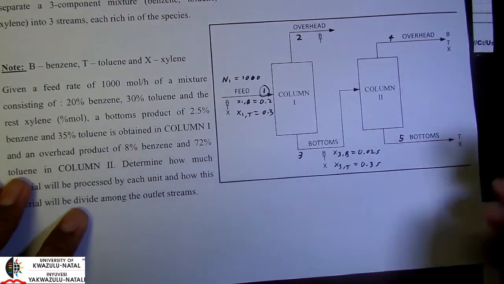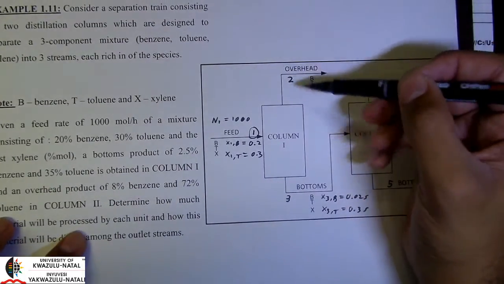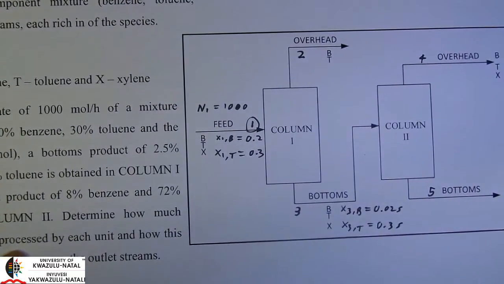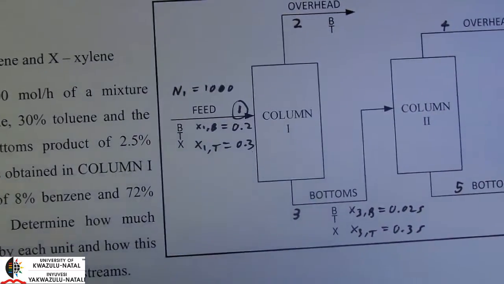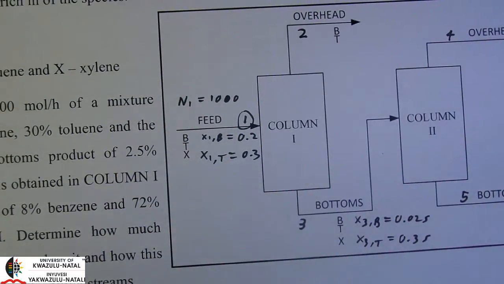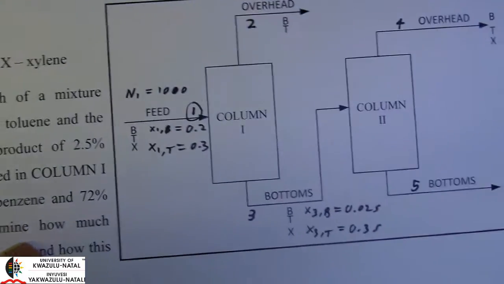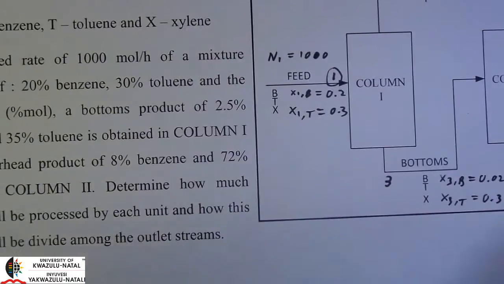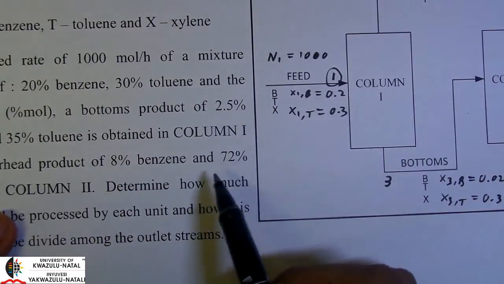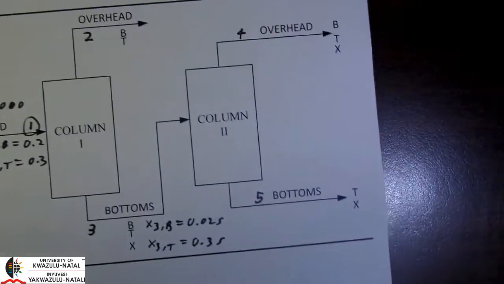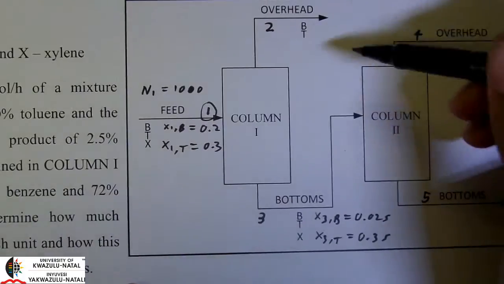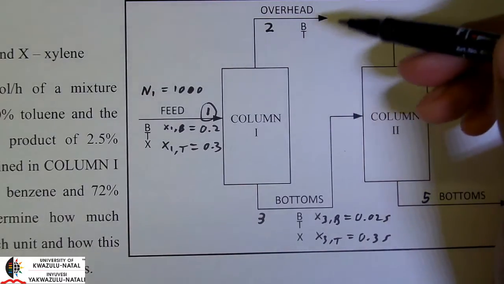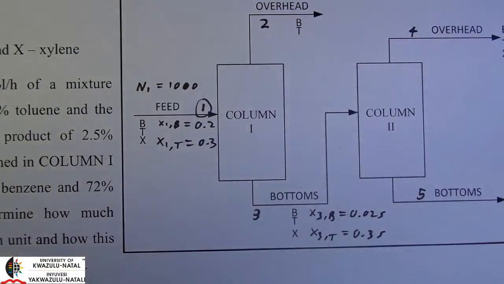We are not given the composition of the overhead or the flow, so we have absolutely no information on the flow. I'm going to have to juggle between different zooms here, so just bear with me. One piece of information that we are told about the overhead is that there is no xylene in the overhead, so that's just benzene and toluene.